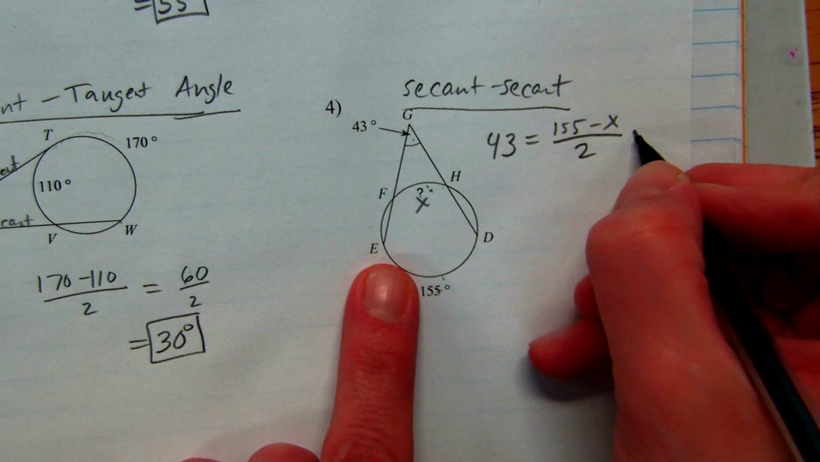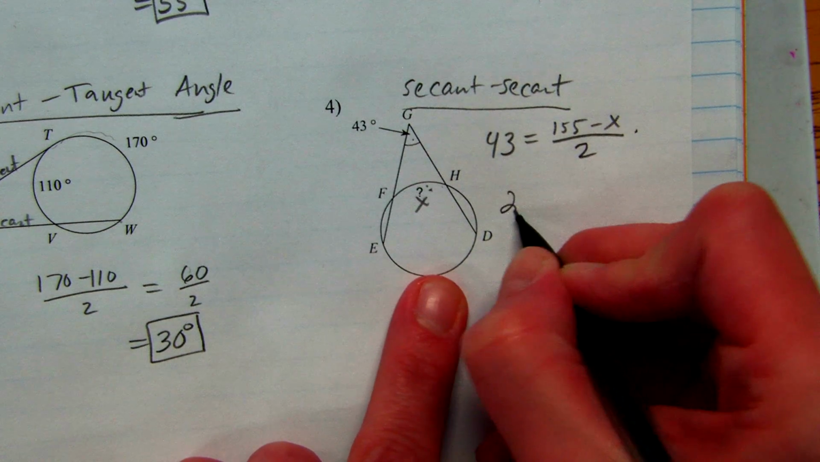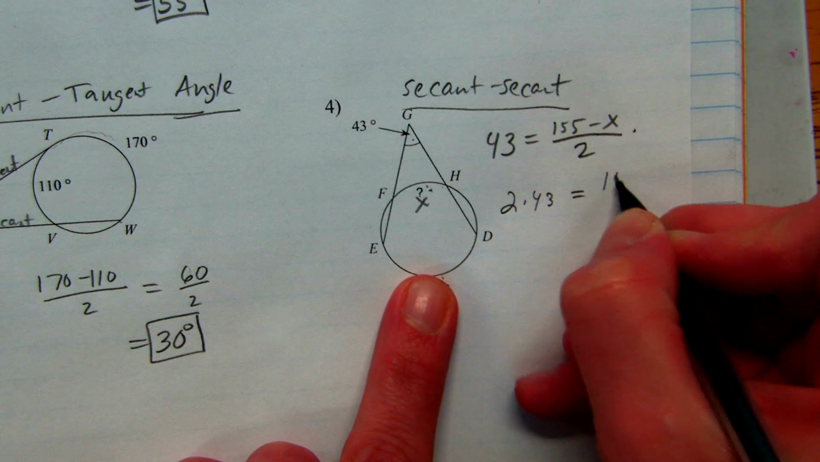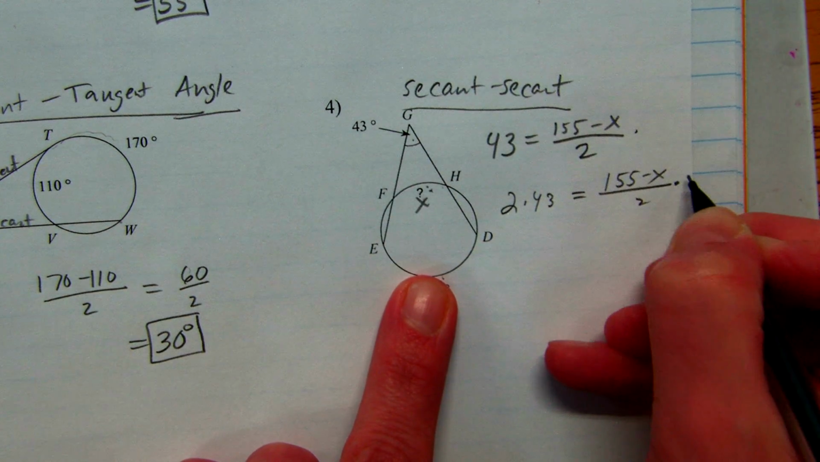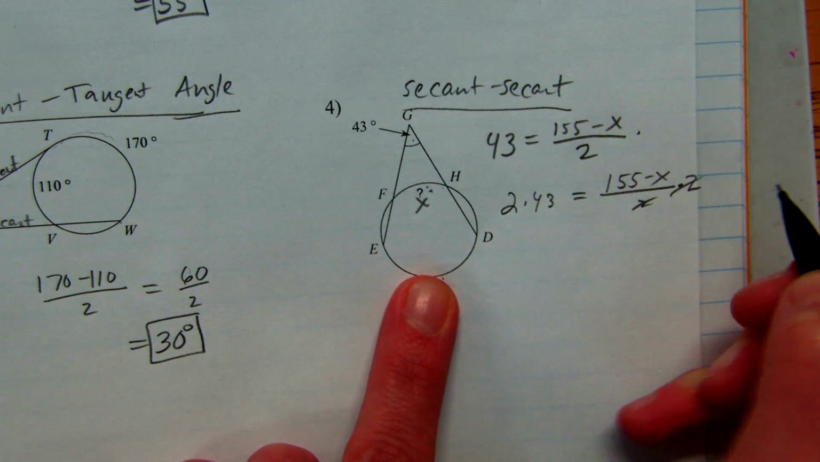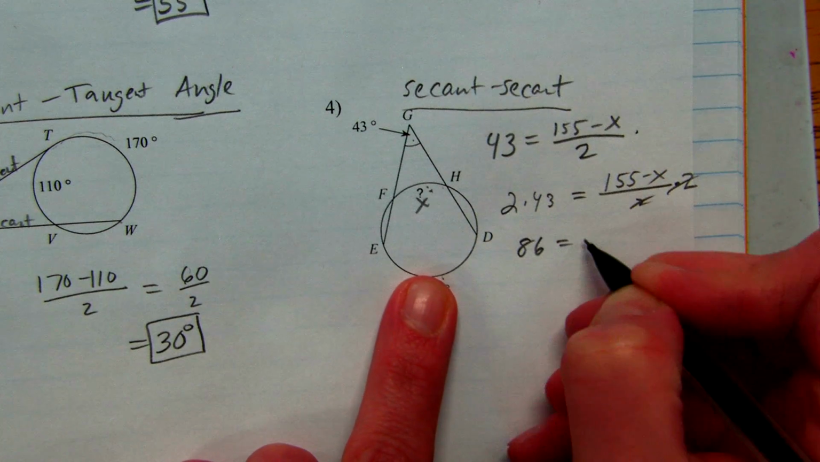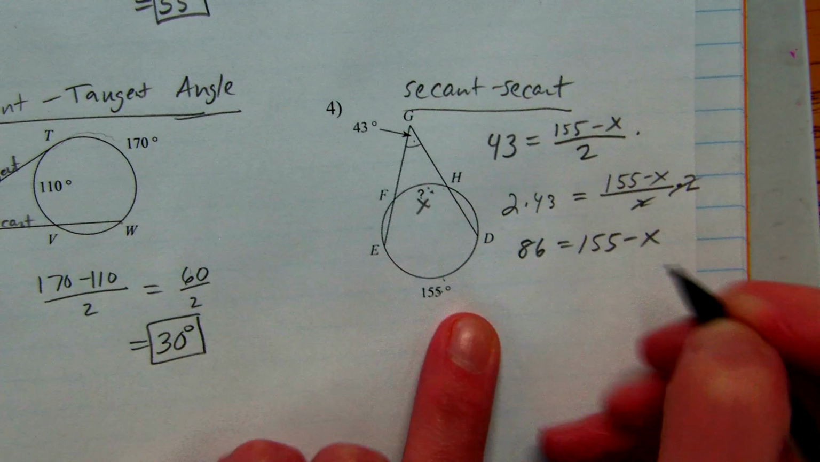Multiply by 2 on both sides. So 2 times 43 equals (155 minus x) over 2. I'm going to show all the work here. So times 2, those go away. This ends up being 86 equals 155 minus x.